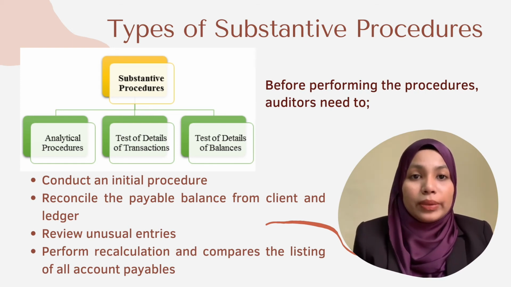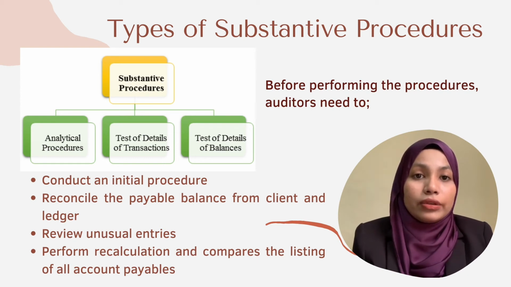Okay, before performing the procedures, auditors need to conduct an initial procedure, such as tracing the opening balance of the current period to the audited balance of the previous year's working paper. And the auditor also should reconcile the payable balance from the client and ledger. They also should review the unusual entries, and they also should perform recalculation and compare the listing of all account payables. Recalculation is when auditors add the listing and compare the total with the amount in the ledger.